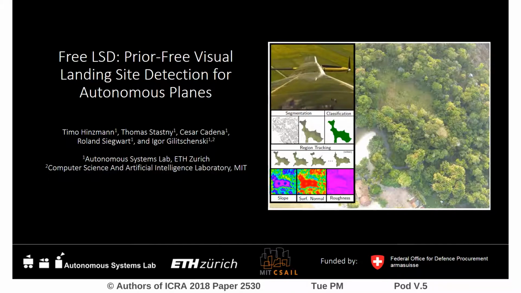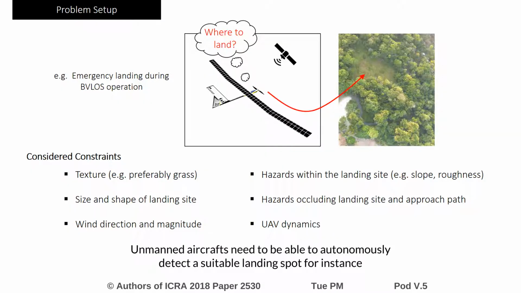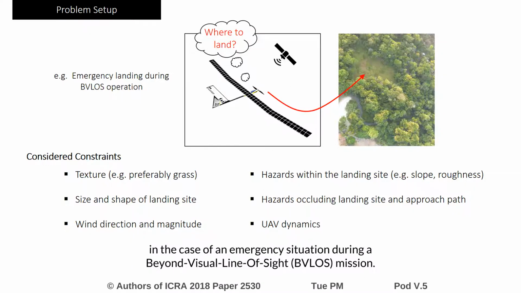In this video, we present FreeLSD, a framework for prior-free visual landing site detection for autonomous planes. Unmanned aircraft need to be able to autonomously detect a suitable landing spot, for instance in the case of an emergency situation during a beyond visual line of sight mission.